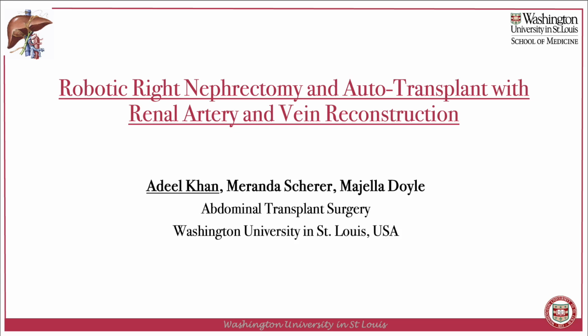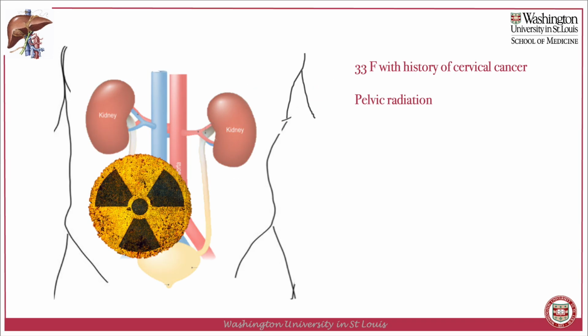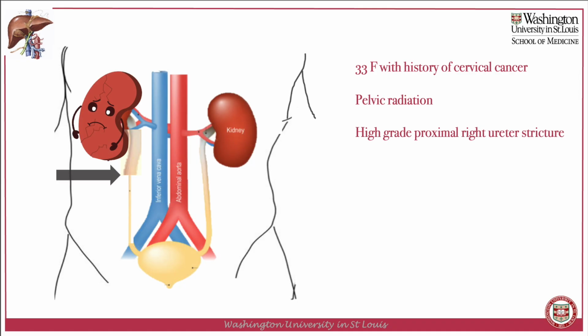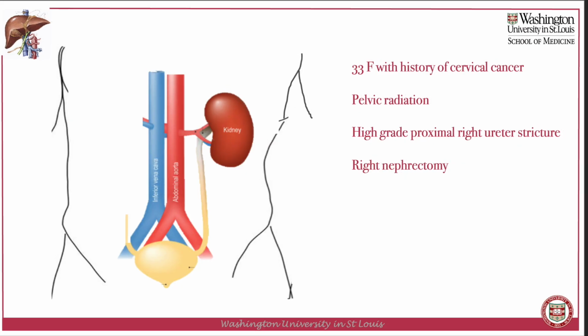This is a video for robotic right nephrectomy with autotransplantation with renal artery and vein reconstruction. The patient is a 33-year-old female with a history of cervical cancer. She received pelvic radiation and developed a pretty high-grade ureter stricture. The plan was to remove the right kidney and to auto-transplant it in the pelvis.